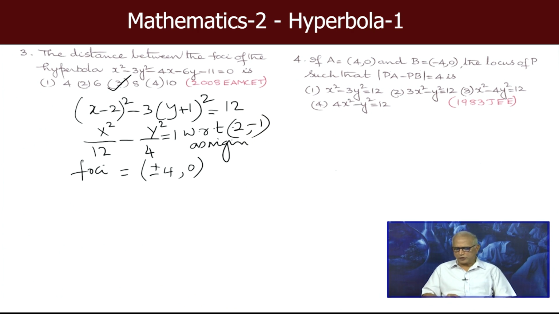Follow? If A equal to (4, 0) and B equal to (-4, 0), the locus of P such that mod PA minus PB equal to 4. Just now we discussed the geometric property of the hyperbola. Here the difference of the distances of P from A and B is always constant, that is equal to 4.